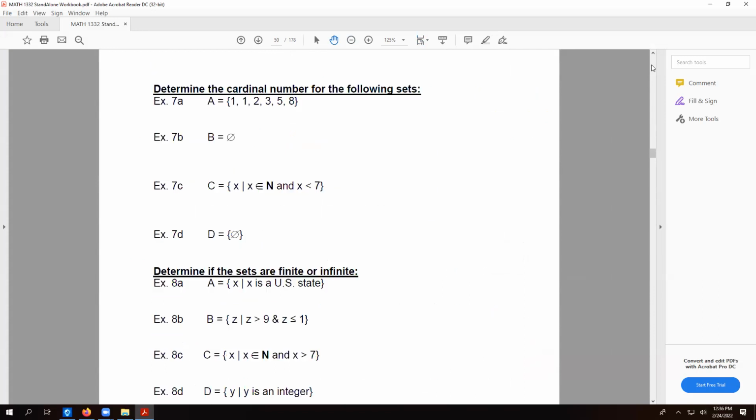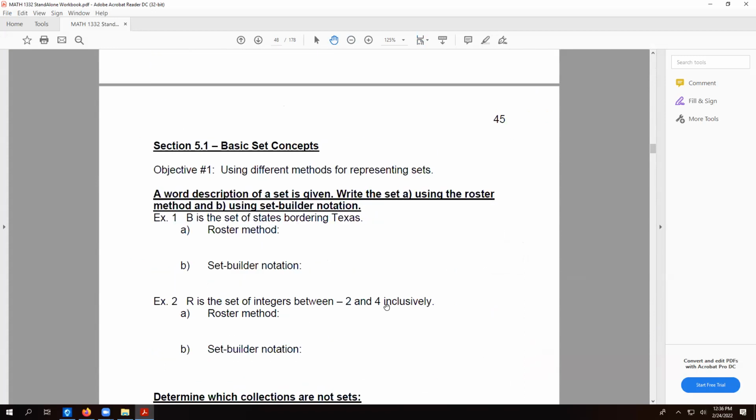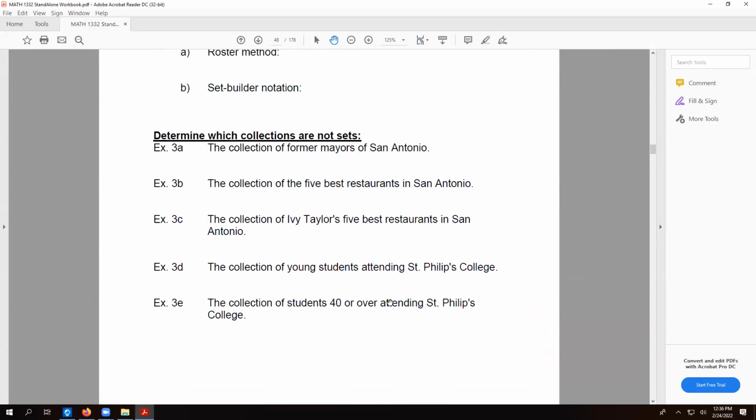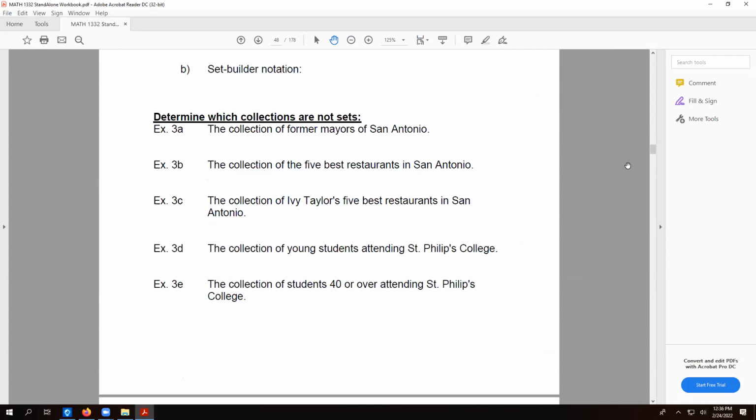Oh, there it is. Cool. So we don't have to write all these sentences. Let's just go through it together. You guys read that? Determine which collections are not sets. The collection of former mayors of San Antonio. Is that technically a set? Yeah, I mean, you could put all their names in a set, right? And just list them. Why not?